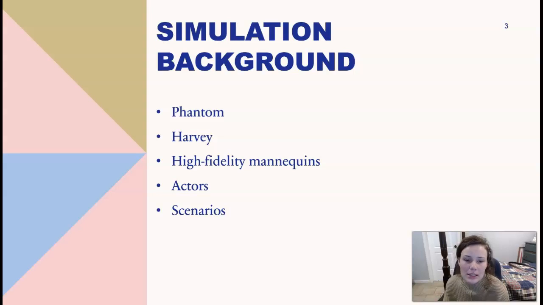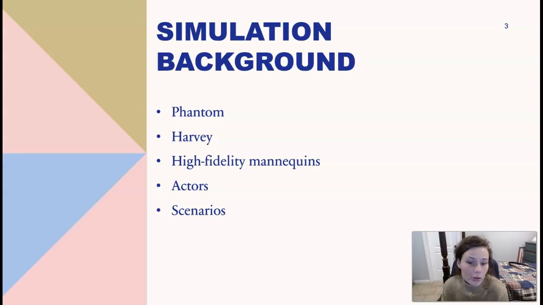So we are seeing these mannequins become more and more real life, and so we are able to create these scenarios that are real life without these real life consequences. So we are definitely giving our students the ability to act in these situations without these real life consequences.